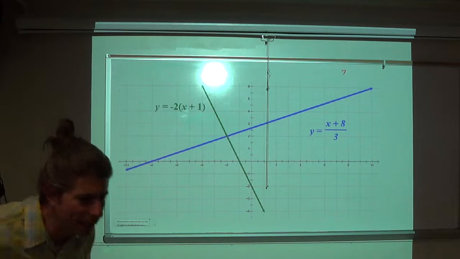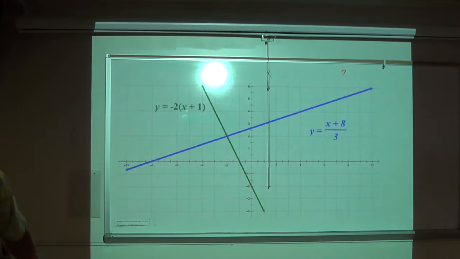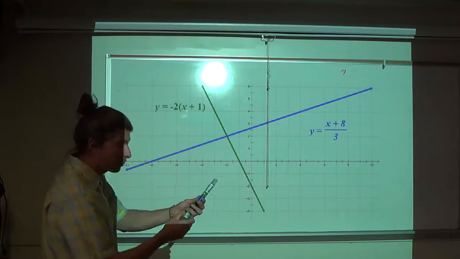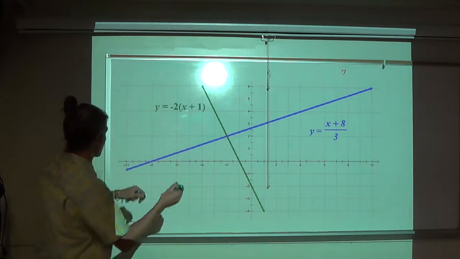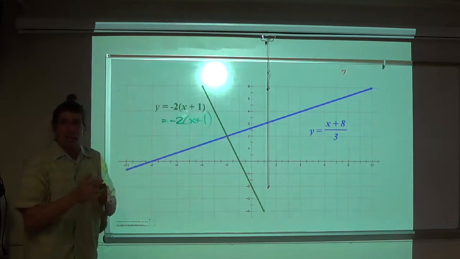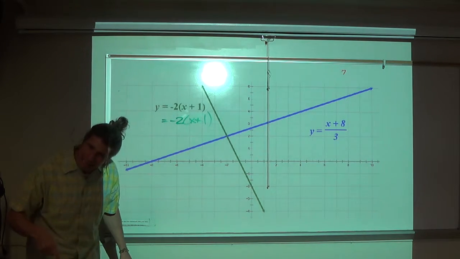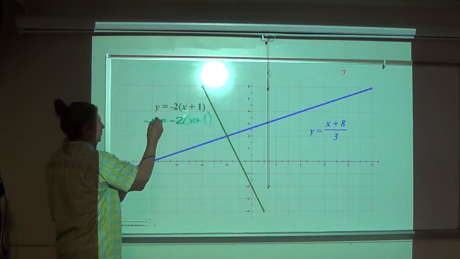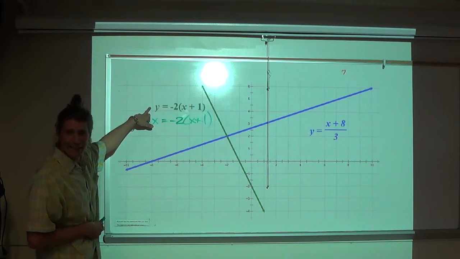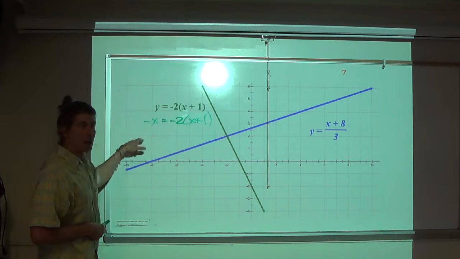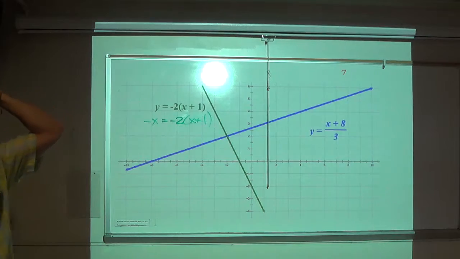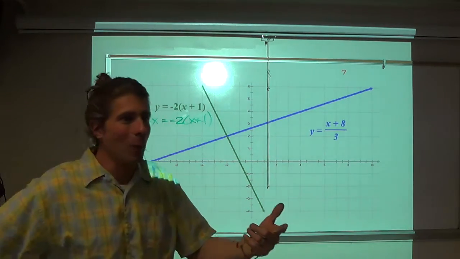Next one, what does it look like? Negative x equals negative 2 times quantity x plus 1. So I recognize part of that, yes? Negative 2 times the quantity x plus 1. What I don't recognize is that negative x, because negative x is in the place y is, yes? Now in the last one, x was in the place y was. And we started making up points right away from that one, didn't we?